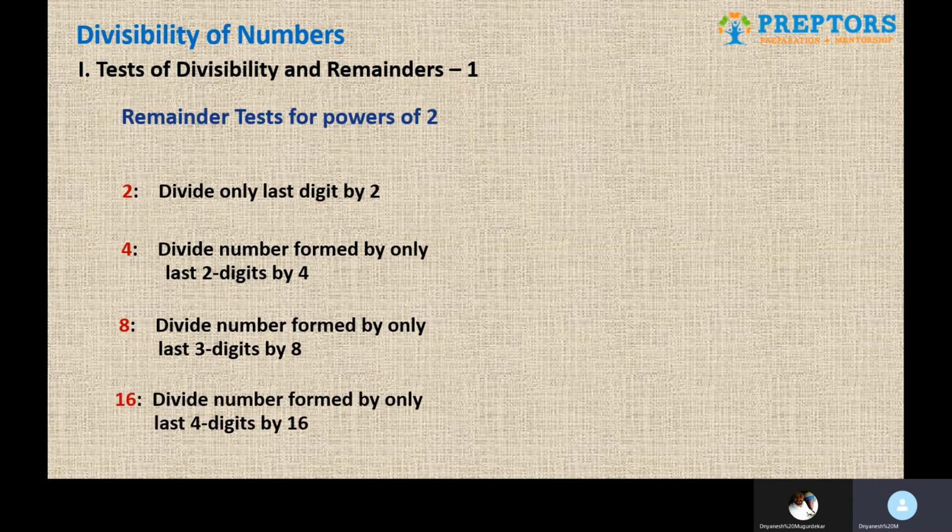And for 16, if you know the pattern, it is very easy. Divide the last 4 digits of that number by 16. Whatever is the remainder that you get here in this case will be the same remainder that you will get when you divide the entire number by 16.